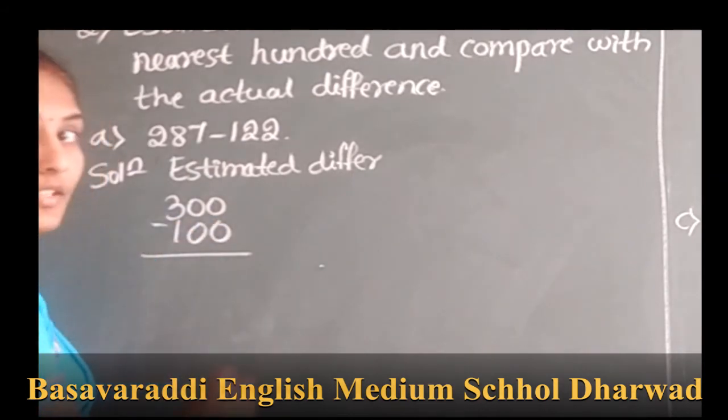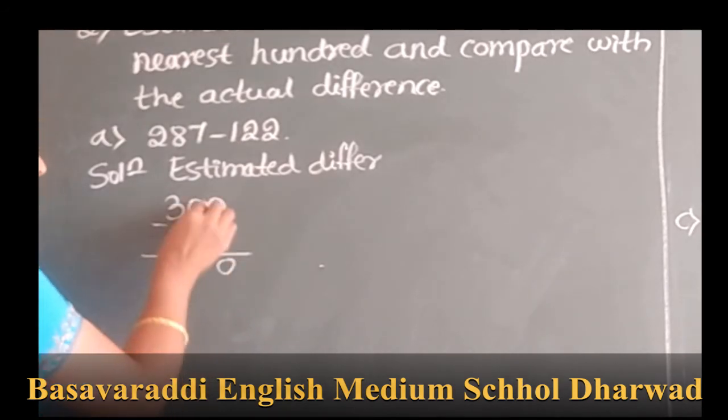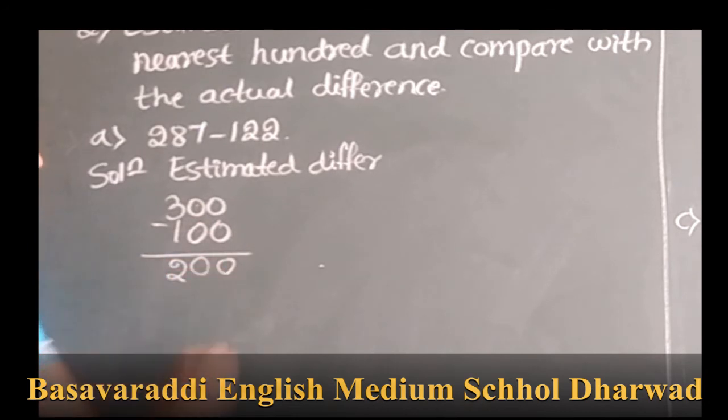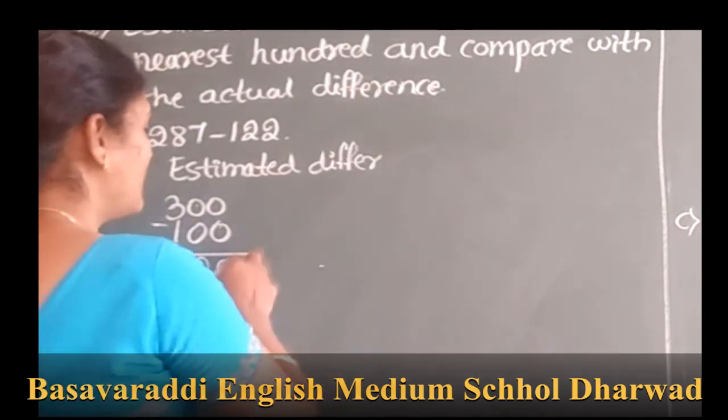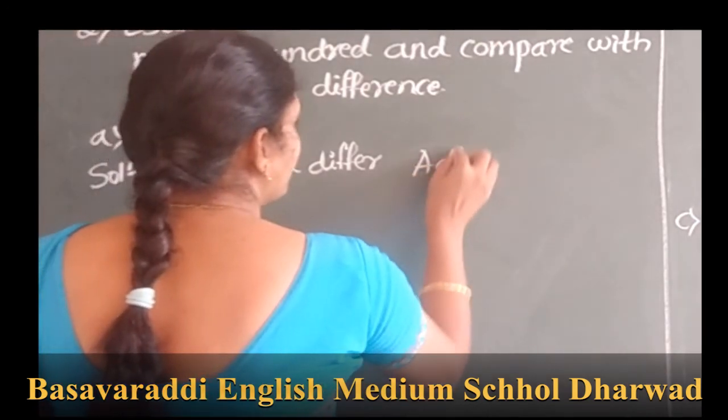Let's do the difference. 0 minus 0 is 0. 0 minus 0 is 0. 3 minus 1 is 2. The estimated difference is 200. Next, go to the actual difference.